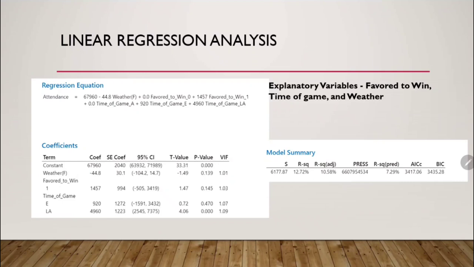As you can see by the coefficients, we've got the confidence interval and the p-values. A p-value less than 0.05 indicates significance, and a p-value of greater than 0.05 indicates no significance. So as seen, the constant and the game being late afternoon has a significant effect on the data. And weather, favored to win, and time of game being evening had a very limited effect on the data. And we also have our model summary.